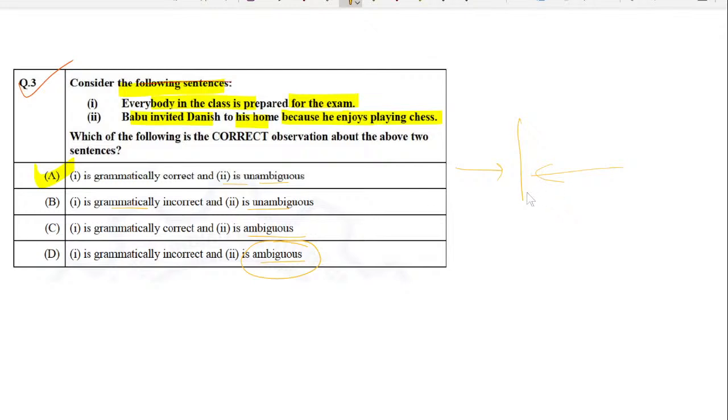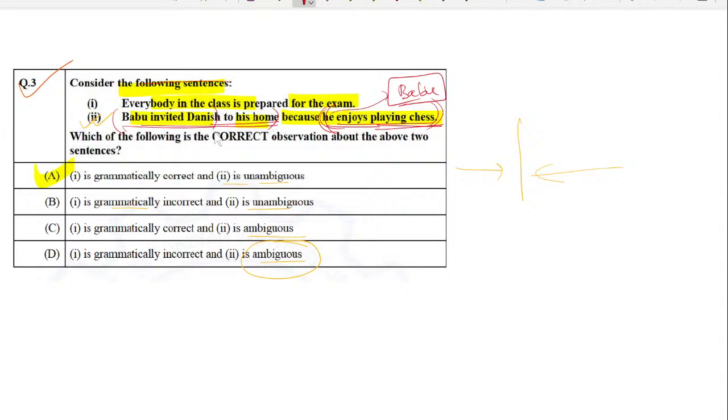So if we see statement number 2, it says that Babu invited Danish home. This is one statement. Because he enjoys playing chess. This 'he' means who? This 'he' means Babu. So Babu enjoys playing chess. This is an extra or different sentence. This sentence is not related to the previous sentence.